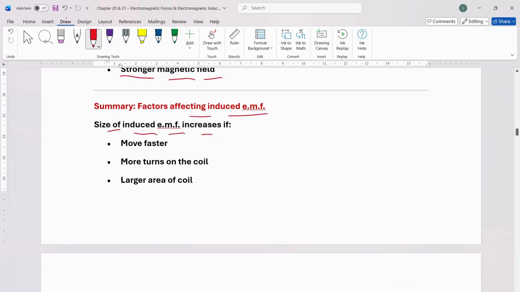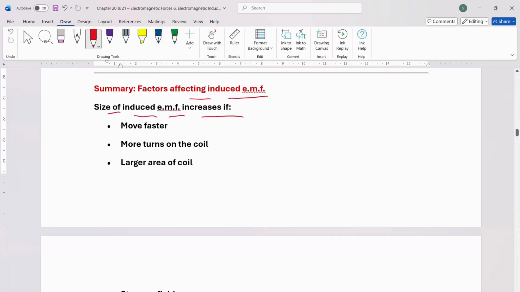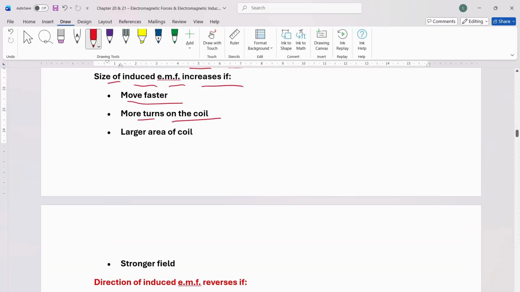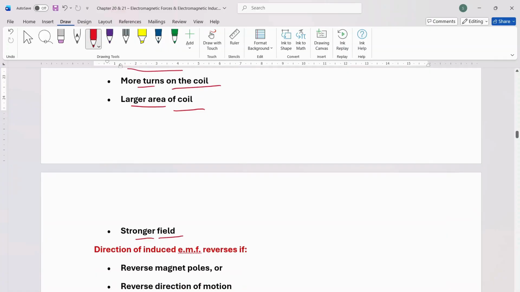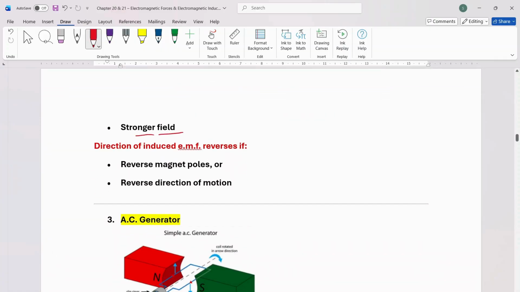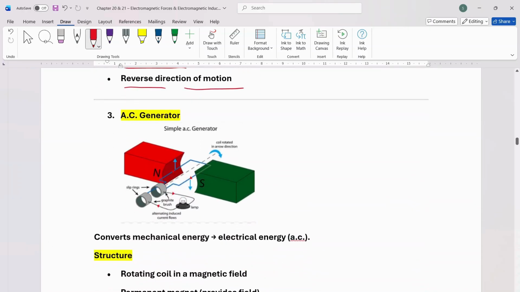The size of induced EMF increases if you move faster, use more turns on the coil, a larger area of coil, and a stronger field. The direction of induced EMF reverses if you reverse the magnet poles or reverse the direction of motion.